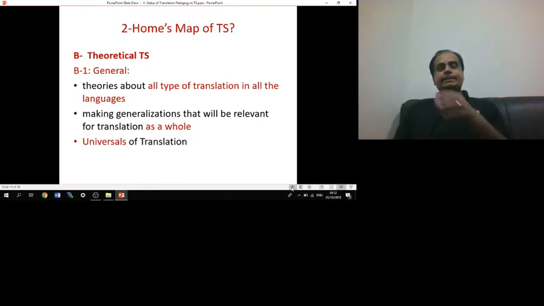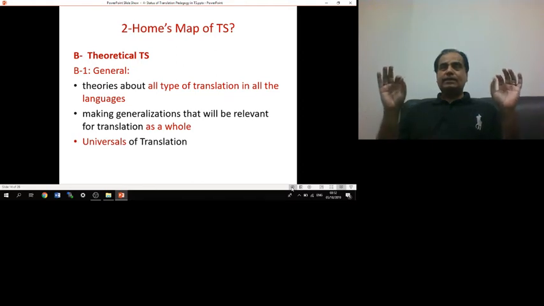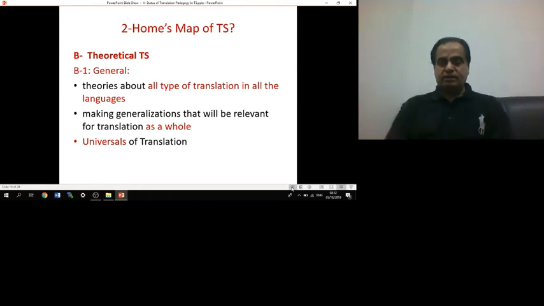So, in the literature, in the books, you will also see the universals of translation. They are the basic principles that can be generalized and applied to each and every situation.